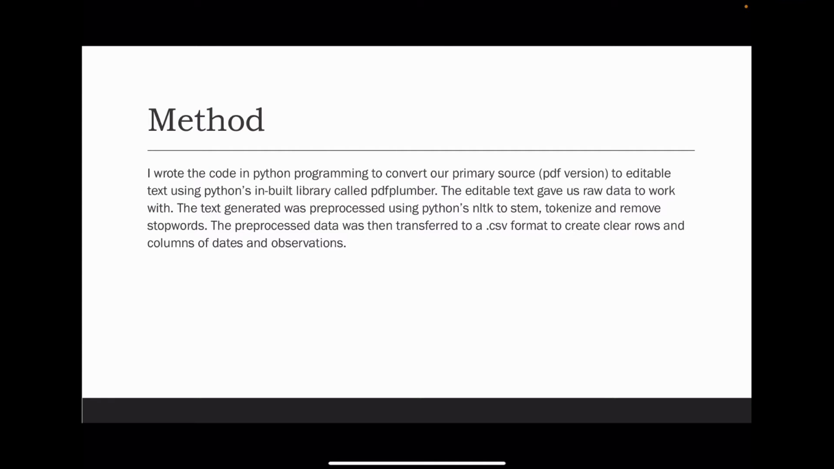So the method for this project was that we wrote code in Python to convert our primary source, which was the PDF version of Bustamante's journal, to editable text using Python's library called PDF Plumber. The editable text gave us raw data to work with. The text was then pre-processed using Python's NLTK. Pre-processing is the step of removing stop words, tokenizing the remaining words, and also stemming words.